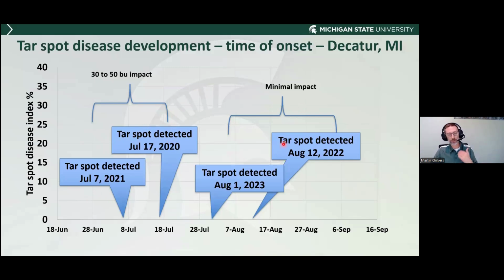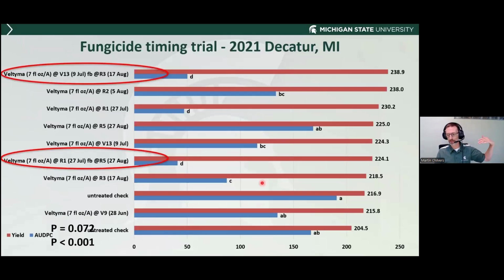We tend to see very minimal impact if disease doesn't develop until the start of August or mid-August. The last couple of years, our yield differences between where we've sprayed and not sprayed have been fairly minimal, 5 bushels maybe, depending on the hybrid and the product. So early onset is really important. I don't think at this point in time we're quite set up as badly as we were in '21, but it's out there and it has the potential to cause yield loss.